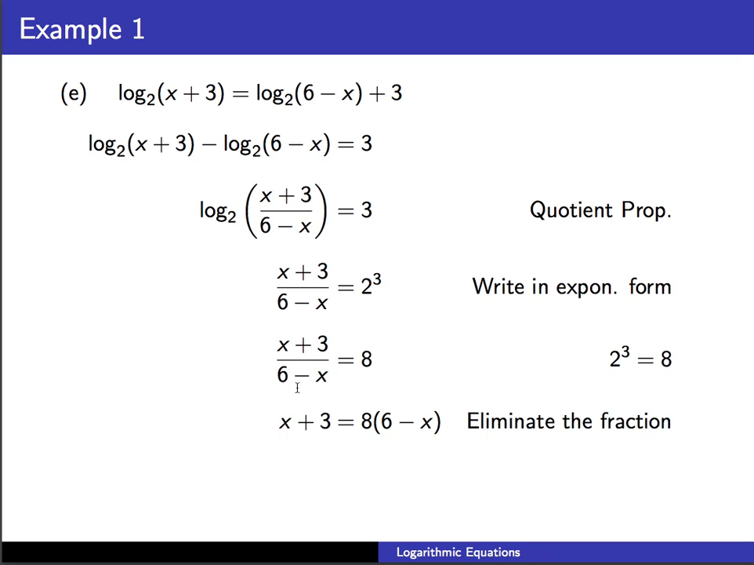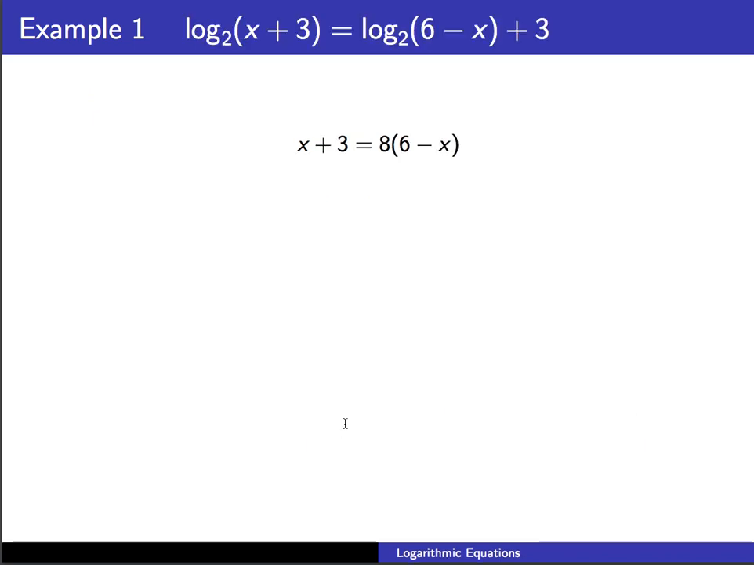Multiplying both sides by 6 minus x to get rid of our fraction, we have x plus 3 equals 8 times the expression 6 minus x. So we can eliminate our fraction by multiplying both sides by the denominator. Now we can distribute our 8 to both terms on the right. 8 times 6 is 48. 8 times x is negative 8x. So we have x plus 3 equals 48 minus 8x. So adding 8x to both sides and subtracting 3, we'll get 9x equals 45, which makes x equal 5.